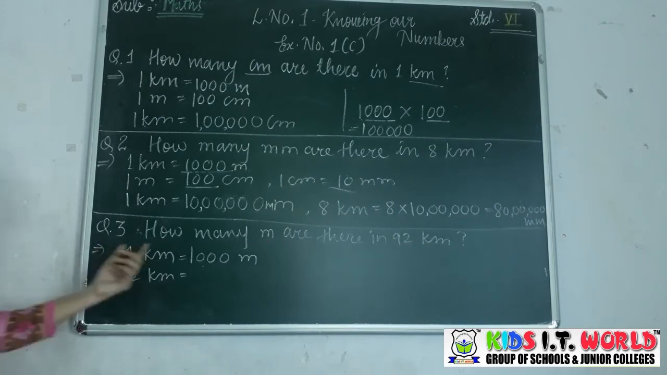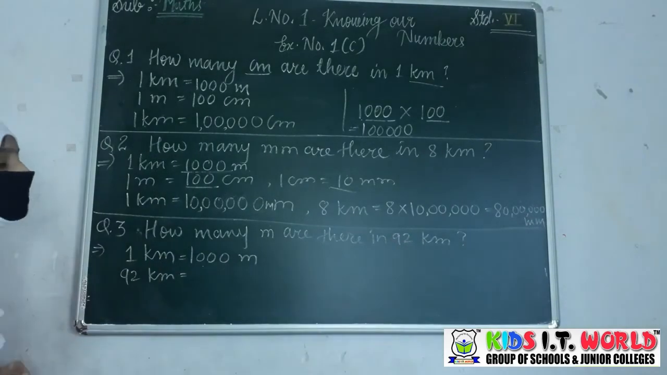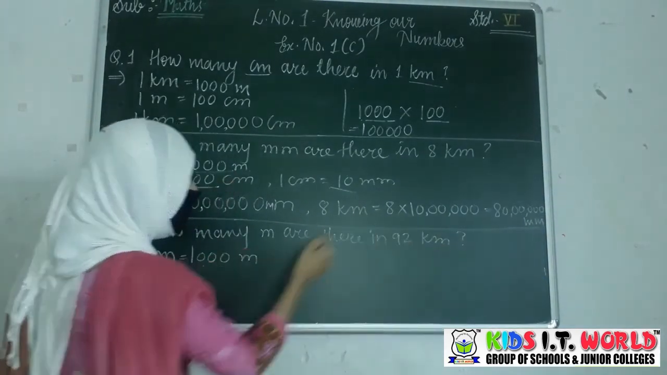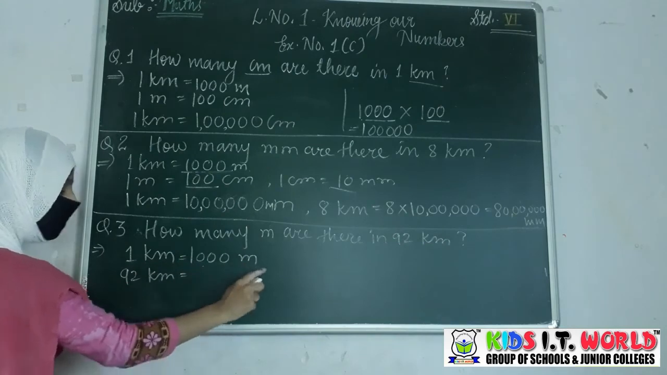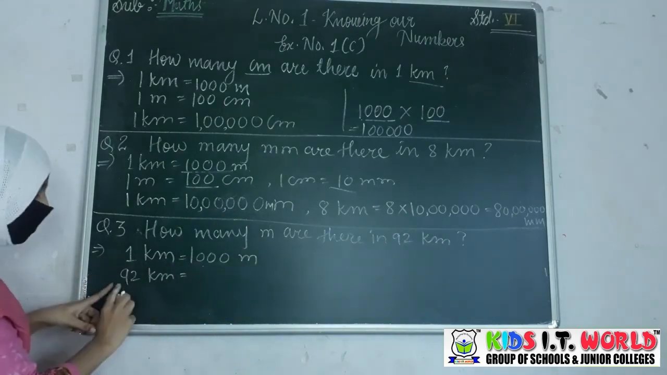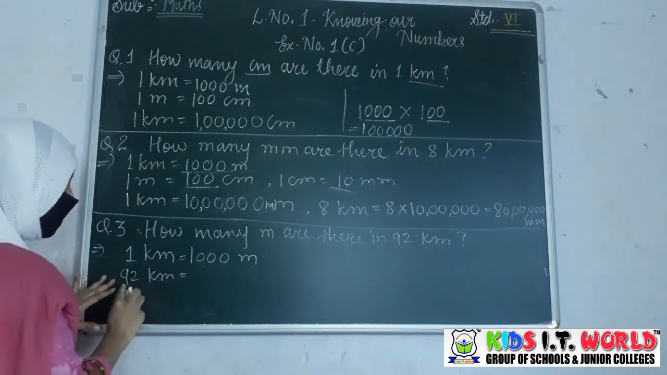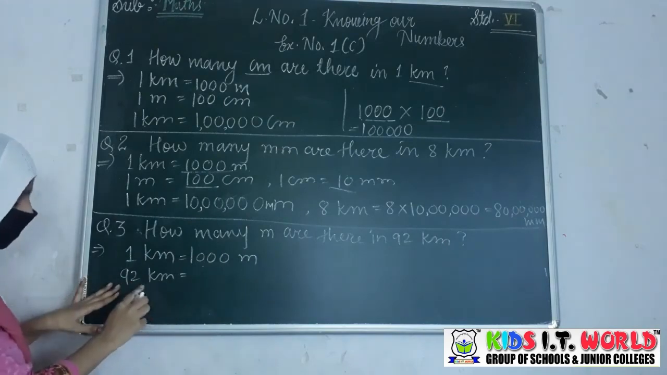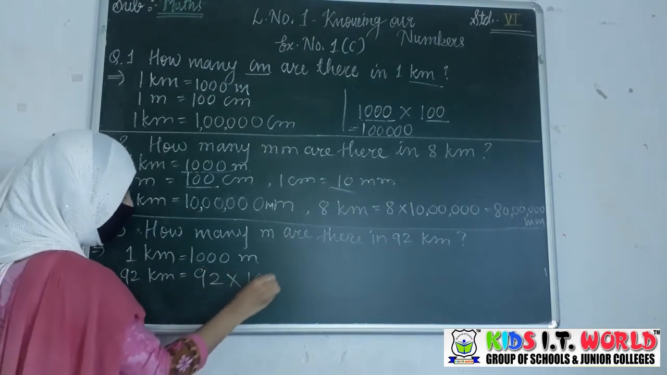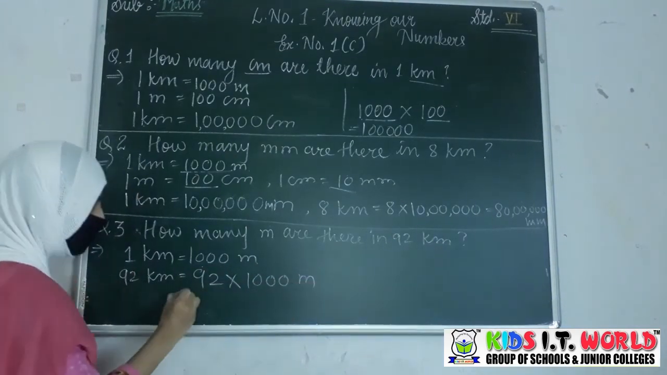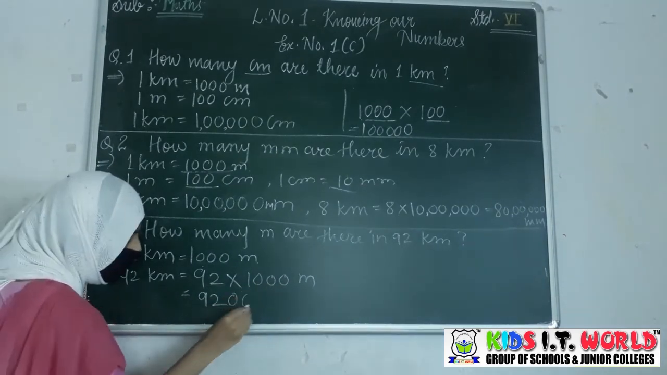Now the next, how many meters are there in 92 kilometer? It's very simple because the conversion of kilometer is directly given to you in the meter. So 1 kilometer is equal to how many meter? This is 1000 meter. It is given to you. So to find how many meters are there in the 92 kilometer, you will multiply this given value with the 1000 meter. So we will multiply 92 into 1000 meter. So you will get 92. How many zeros are there? 1, 2, 3. Write down 3 zeros.